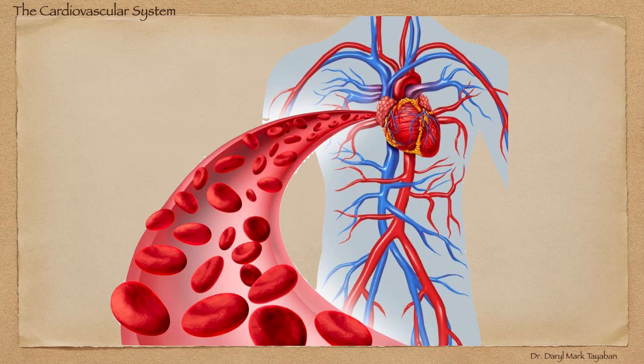The cardiovascular system in front of you is a picture which represents, as you can see, a highway. The highway is the blood vessels, and the cars are the red blood cells based on the picture, and the one that regulates the traffic is the heart. Anyway, the cardiovascular system consists of three interrelated components.